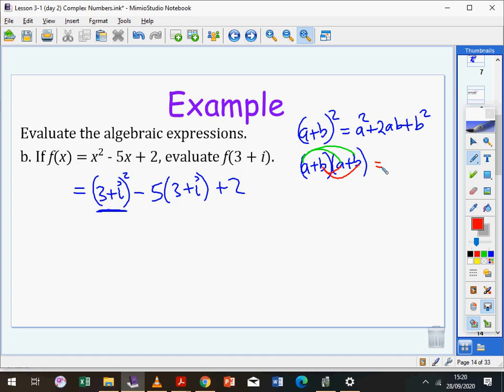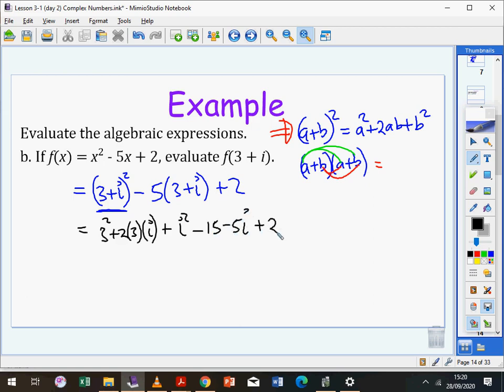So I'm just going to use this because I can. It's going to be 3 squared plus 2 times 3 times i plus i squared. Now subtract 5 times, negative 5 times 3 is negative 15, and negative 5 times i is negative 5i, plus 2.